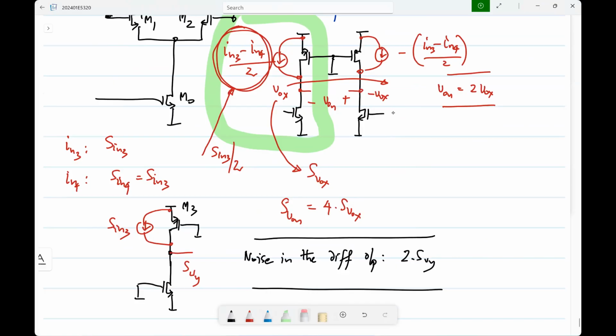Of course, the answers come out to be the same. The input referred noise of the single stage op amp will still be 16 by 3 kT, 1 by GM1 times 1 plus GM3 by GM1 and so on, because the tail current is not going to contribute to noise anyway.